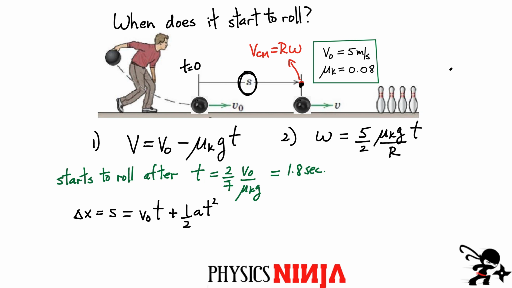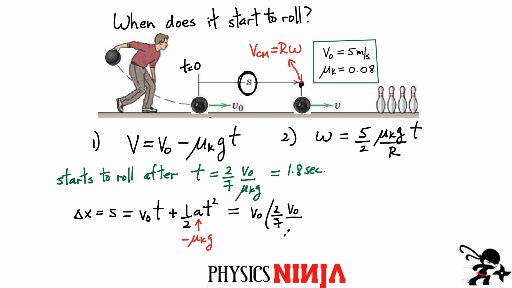Now this acceleration I know from the previous problem. This acceleration was mu k multiplied by little g, and we had a negative sign because it was actually slowing down. So let's go ahead and substitute in all our values here. And the time we know is this, it's 2/7. You can either substitute 1.8 seconds if you want. It really doesn't matter. I'm going to just keep all the variables in there for now because I want you to see how everything breaks down at the end.